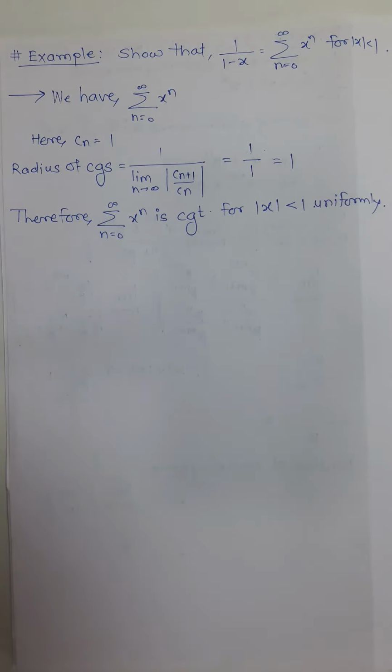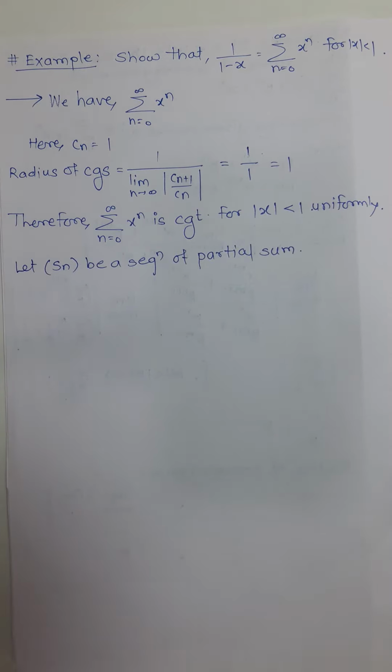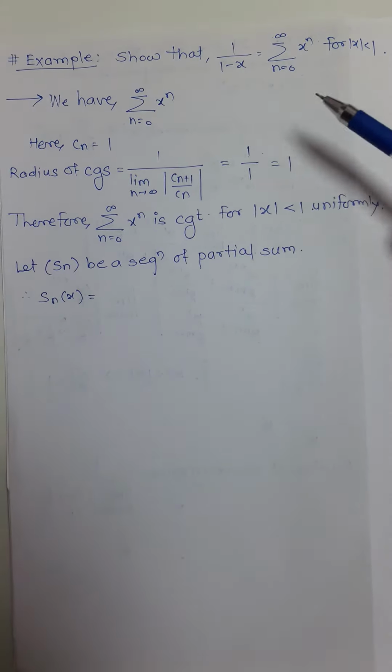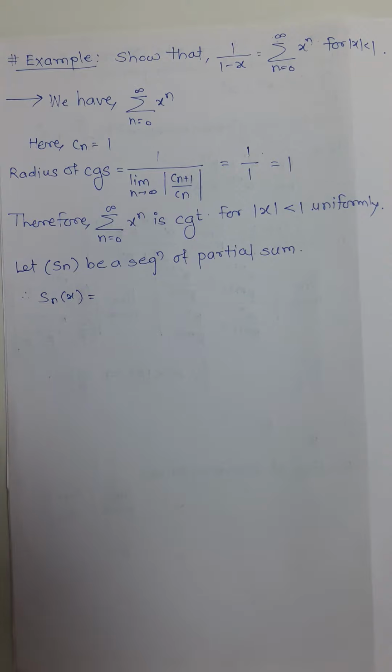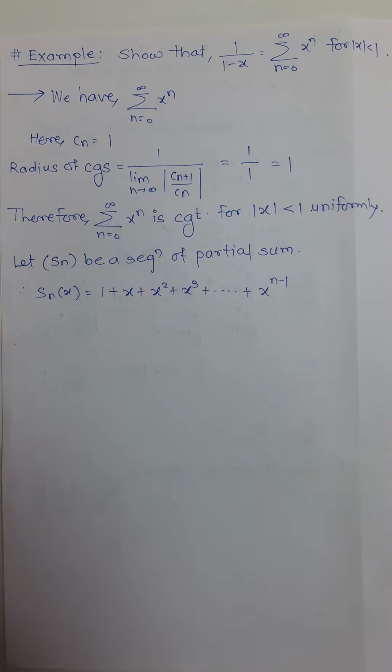After that, what will I do? I will consider the sequence of partial sums. Here we denote the sequence of partial sums by Sn. So Sn of x is the sum with n equal to 1, 2, 3 up to a particular number n. Sn means the sum of the first n terms. So going from 1 up to x raised to n minus 1, do you know this is the expansion of what? This is the expansion of 1 minus x raised to n upon 1 minus x.